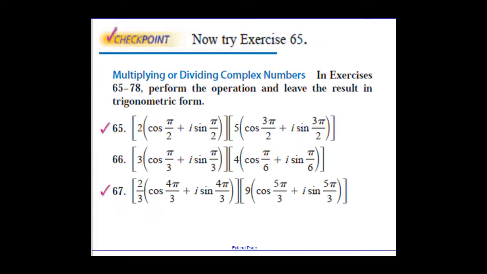All right, go ahead and try exercise 65 in your notes now. Make sure that if you can simplify like we did in the last problem, simplify as completely as possible. Check your answer in the back of the book. Come back when you're done.